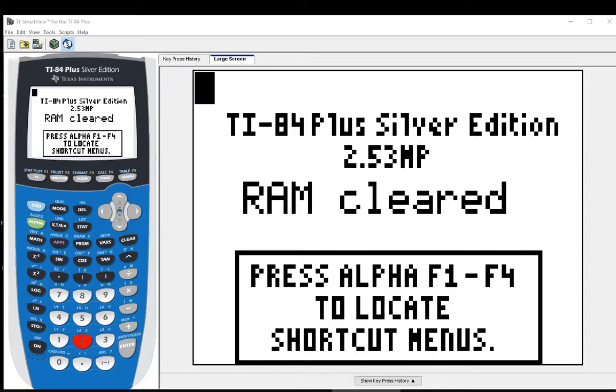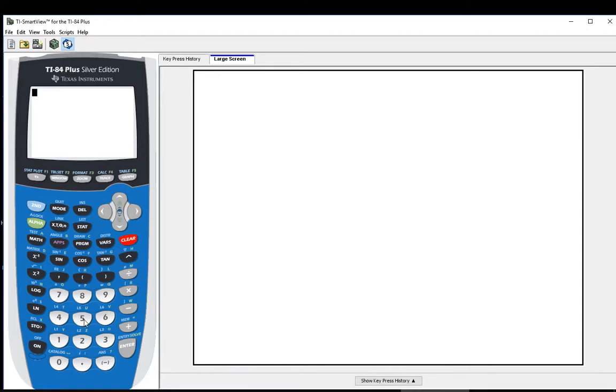Welcome to TI Skills, and in this clip we're going to show you what a number looks like that is in scientific notation, and we're also going to switch the calculator over into scientific notation mode and show you how the calculator itself expresses numbers in scientific notation. So let's begin by showing you what a number in scientific notation looks like.